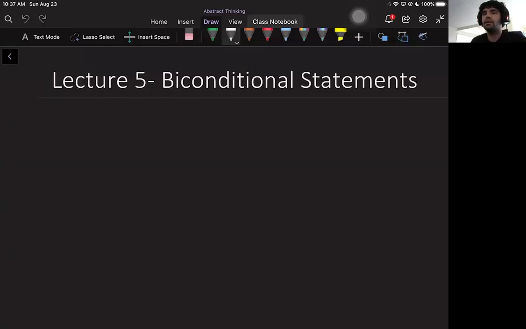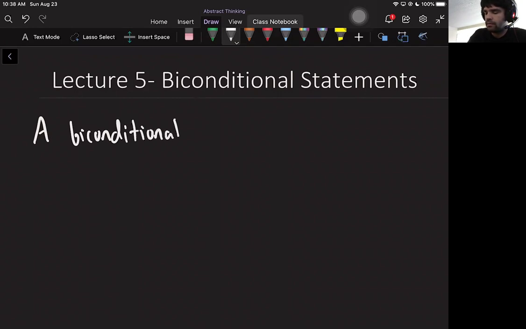Okay, class, today we are talking about biconditional statements in lecture 5 on Intro to Proofs. So these are just another kind of statement that we can study. We already studied conditional statements. We should think that these are related, and they are. A biconditional statement is very much like a conditional statement.